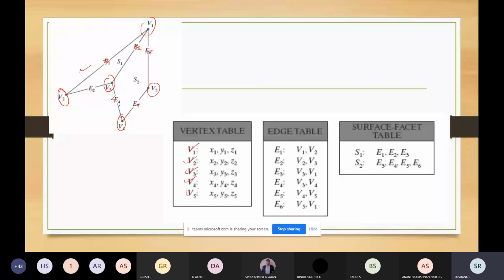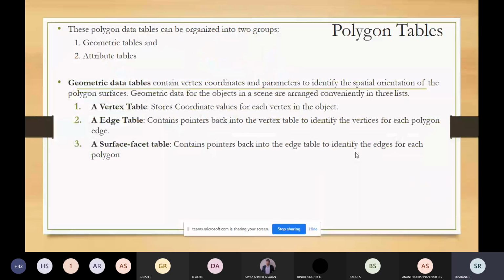This contains a list of edges and the surfaces. The surfaces mean, this is one surface and this is one surface. One surface is given by edges E1, E2, E3, and the second surface is given by E6, E5, E4, E3. The face table will contain the faces of the polygon, the edge table will contain the edges of the polygon, and the vertex table will contain the vertices of the polygon. So it is classified into three lists.